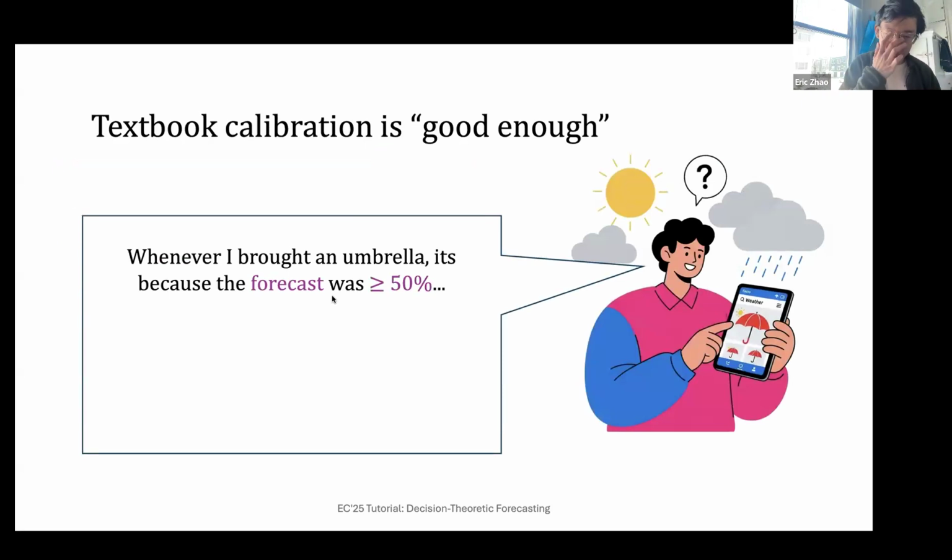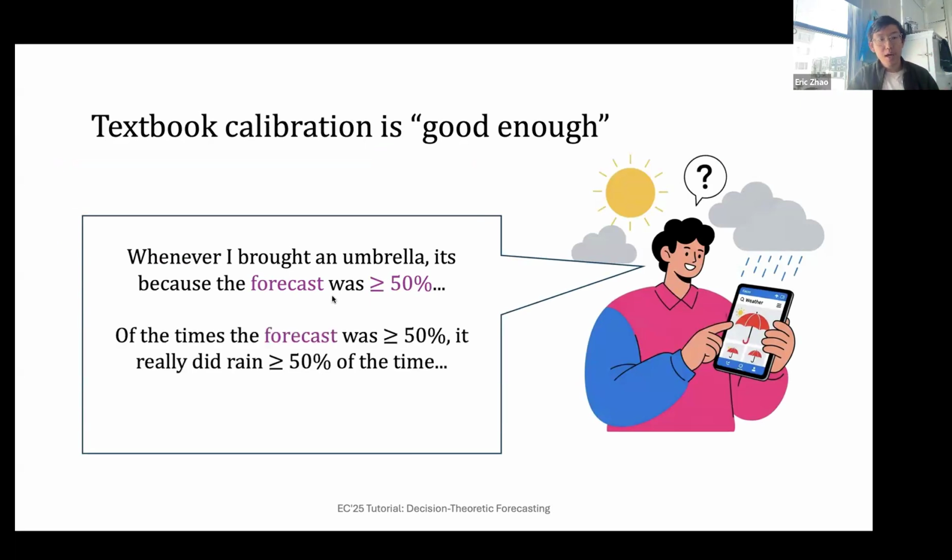The proof here is actually pretty natural. One way to think about it is, suppose whenever I brought an umbrella, I brought it because the forecast told me it would rain with an over 50% chance. And because the predictor is calibrated, of the times the forecast was more than 50%, it would have needed to rain more than 50% of the time.